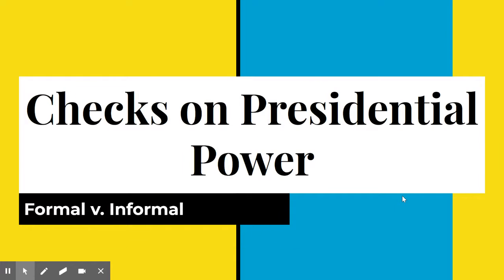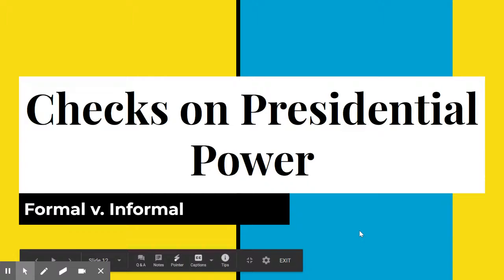All right, the topic of this video focuses on checks on presidential power. This is how the other two branches, both the legislative branch and the judicial branch, have the ability really to serve as a check on unlimited use of presidential power. So formal checks are things that we can find in the Constitution. And again, informal checks are some other way that power is being restricted.